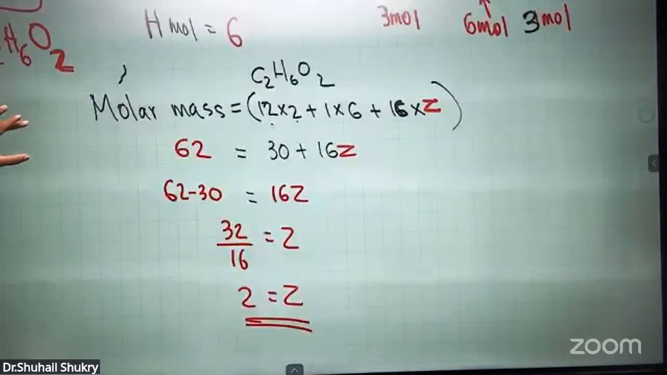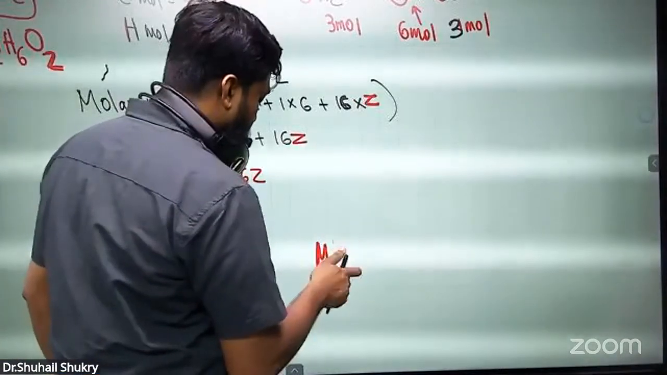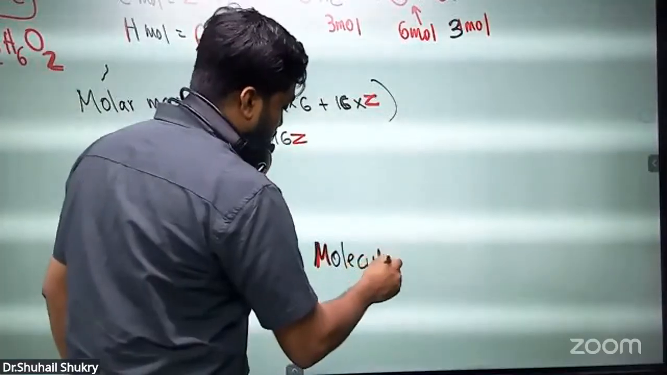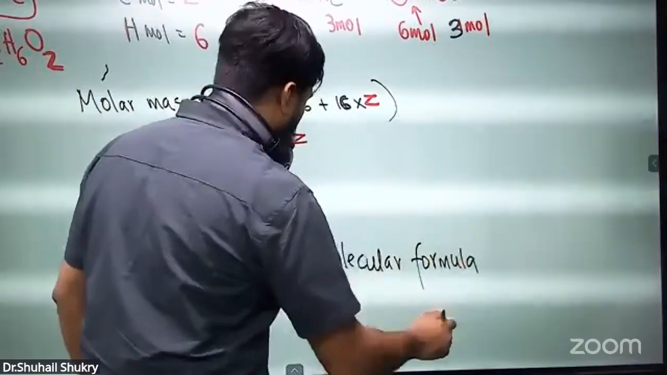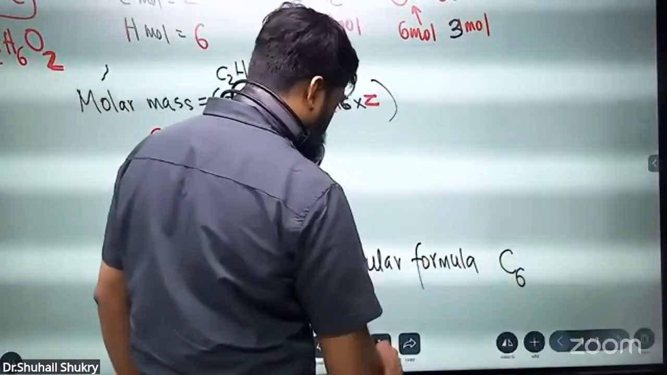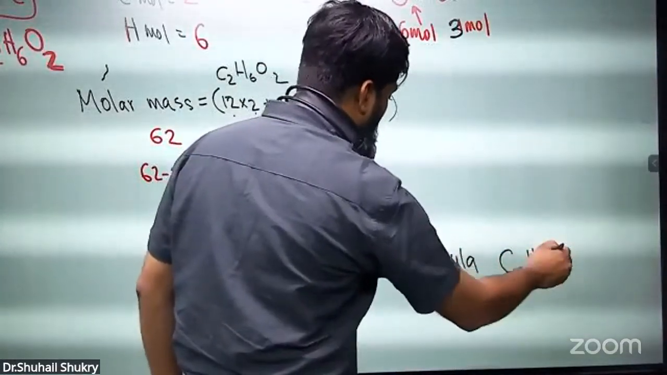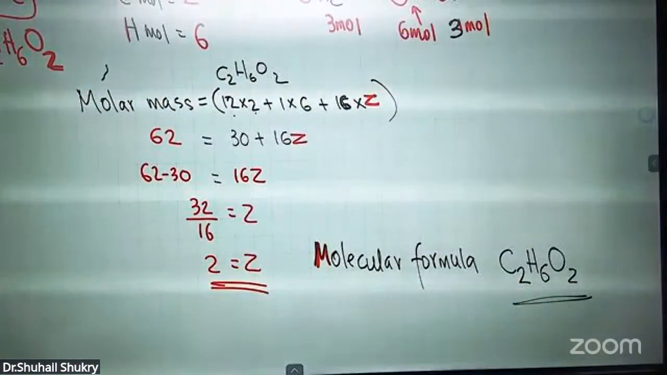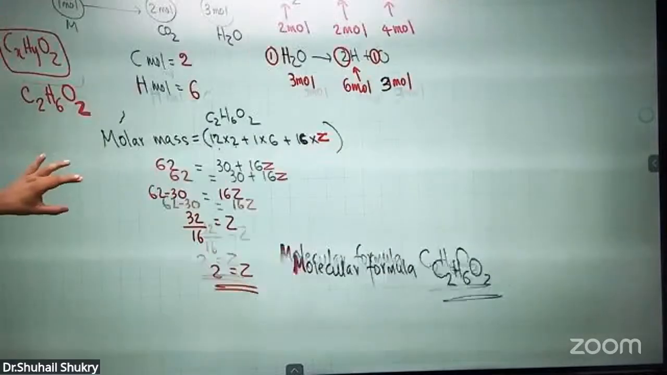So Z equals 2 means finally what is the formula? This is a very good question which was given in a past paper. The molecular formula is C2H6O2. This is the molecular formula. Here you can find only the molecular formula from these types of reactions.